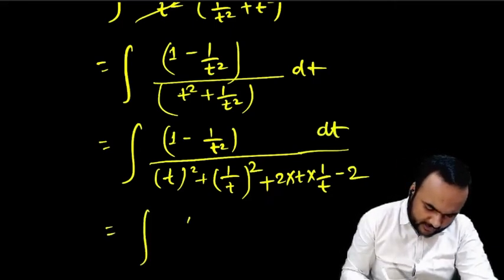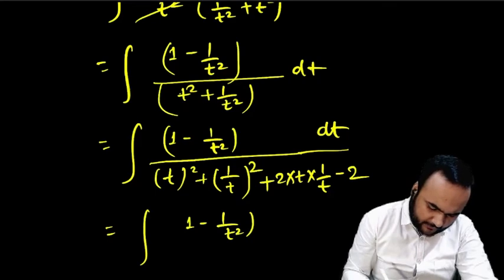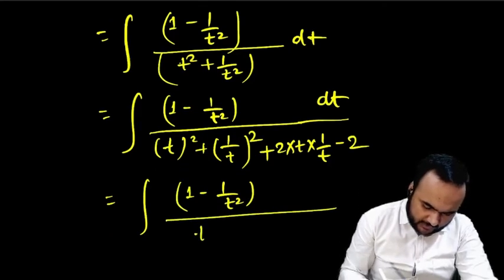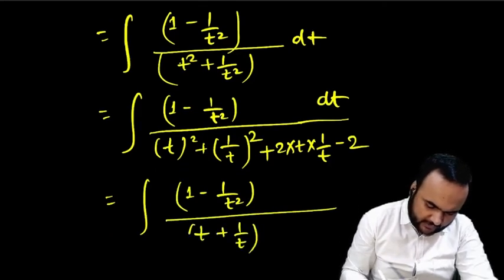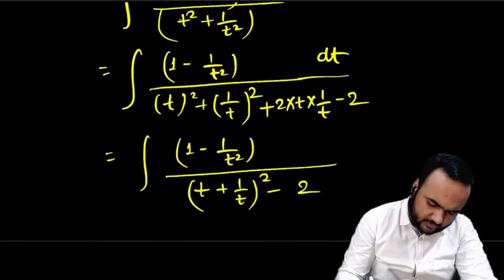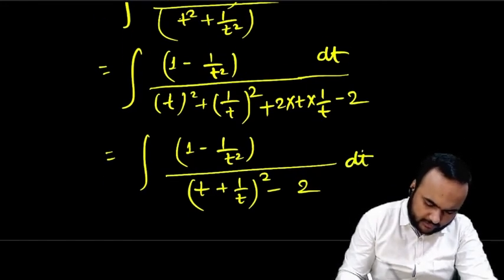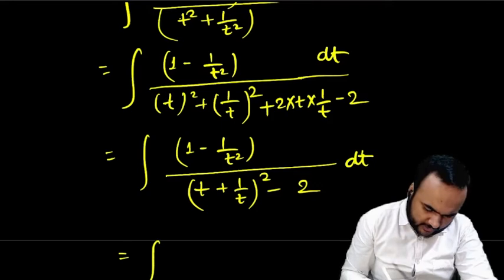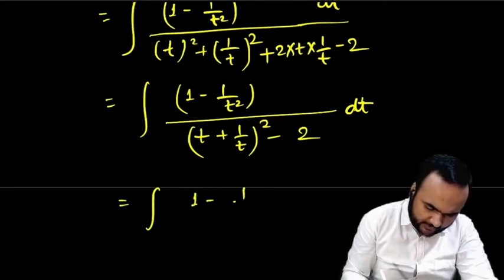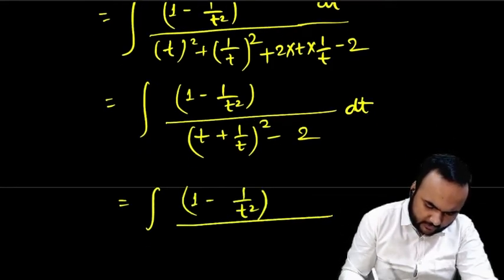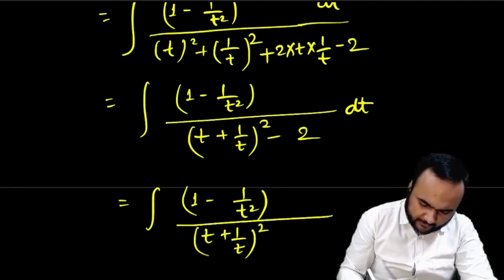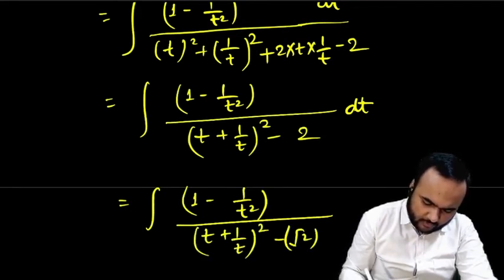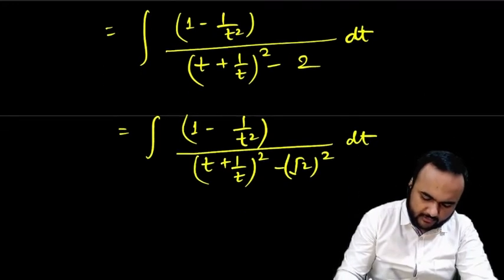So the whole integration will become something like this: (t plus 1 by t) whole square minus 2 into dt. Okay, so this integration will become nothing but (1 minus 1 by t square) over ((t plus 1 by t) whole square minus root 2 whole square) into dt.